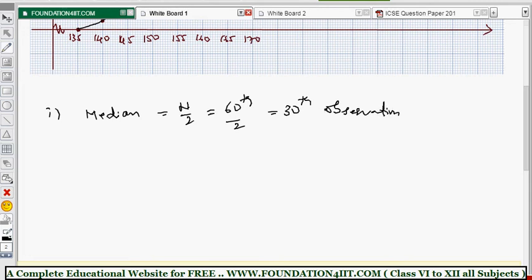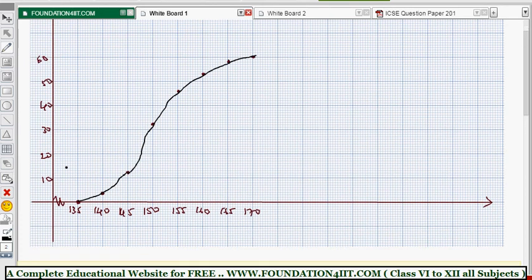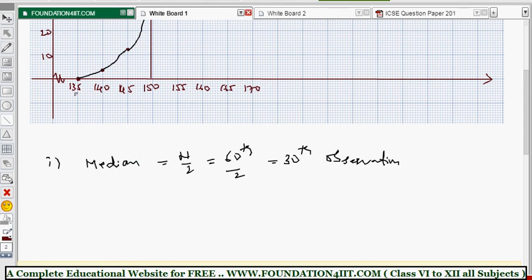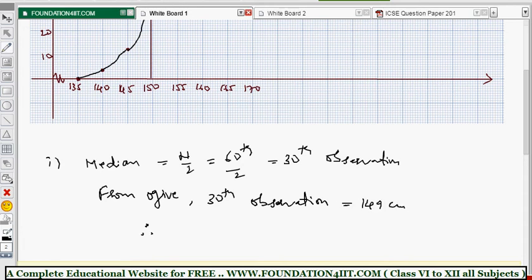For the 30th observation, you can take the line straight. Take the scale, from the 30th observation take a straight line. Where it touches, from there you can take down straight. So approximately it is 149.5. So where it joins, that you can take. So from the origin, the 30th observation is equal to some 149 centimeters. Therefore the median is equal to 149 centimeters.